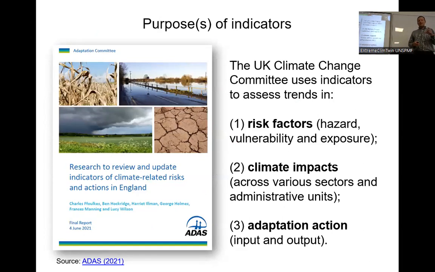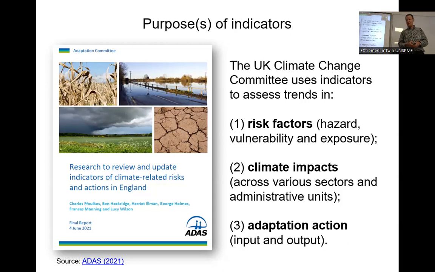So we can think of climate risk indicators as undertaking 3 sets of tasks. They can help us understand the nature of the hazard, who's vulnerable, who's exposed to the climate risks. We can use climate risk indicators to track the impacts of climate change on all sorts of different aspects of society and the natural world. We can also use them to measure how much effort we're putting into adapting to climate change, and then over the longer term, how effective those measures have been in addressing the identified climate risks.